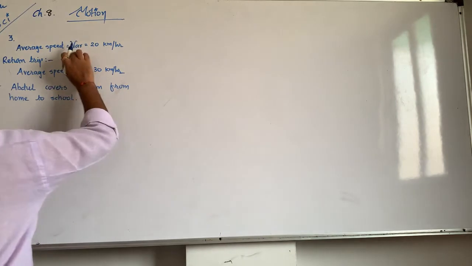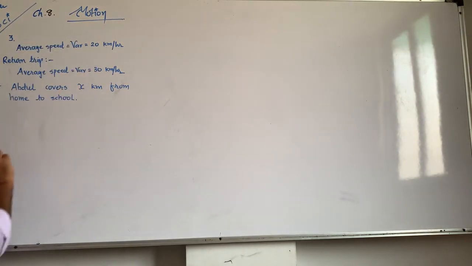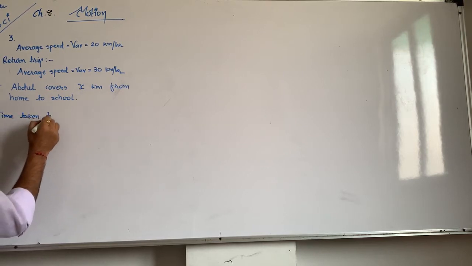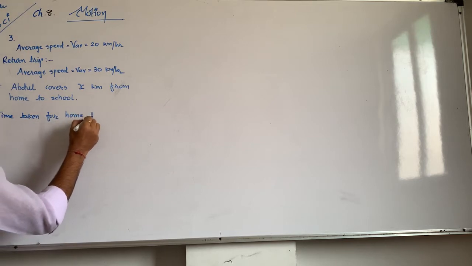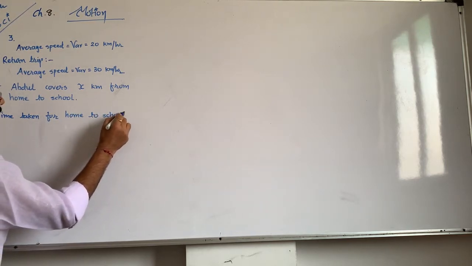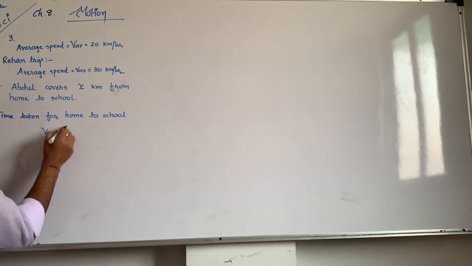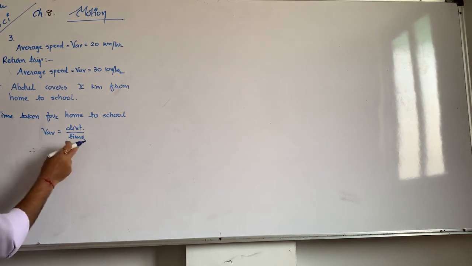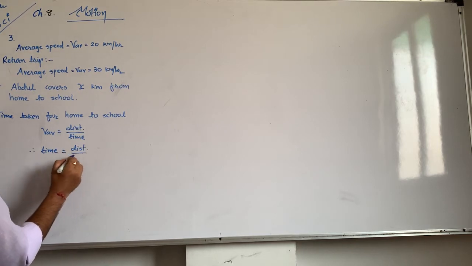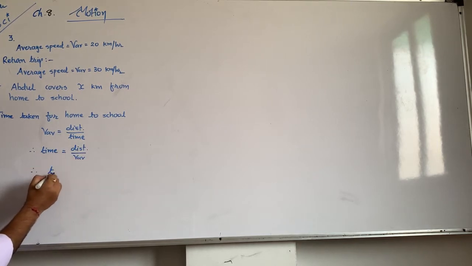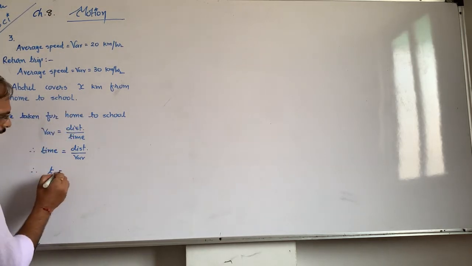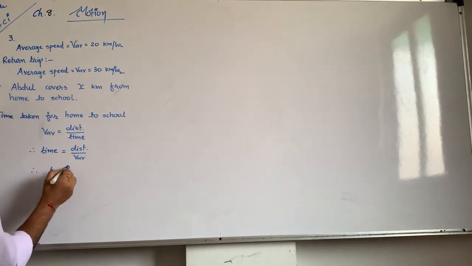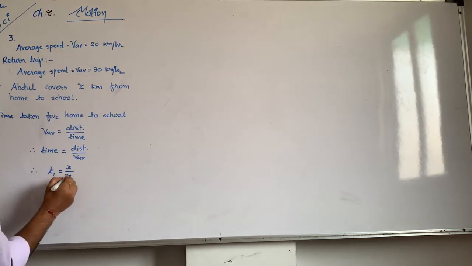Okay. Now average speed from home to school is 20. So time taken for home to school. Average speed formula is total distance upon total time taken. Take time this side, so time from home to school equals distance upon average speed. We call it T1 from home to school. Distance is x, but average speed is 20, so T1 is x upon 20 hours.